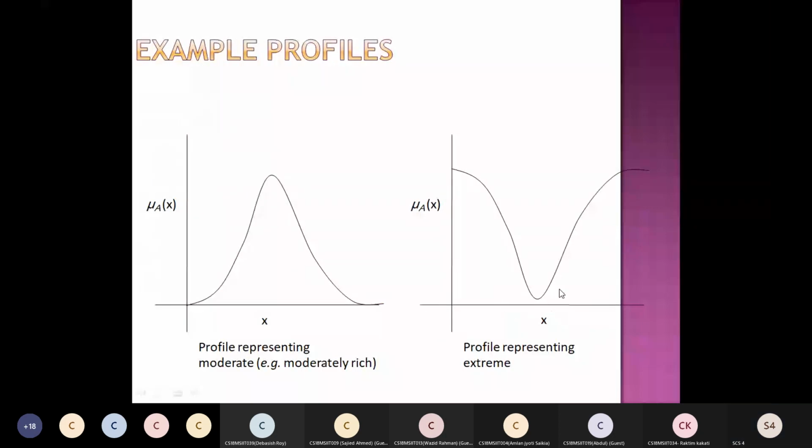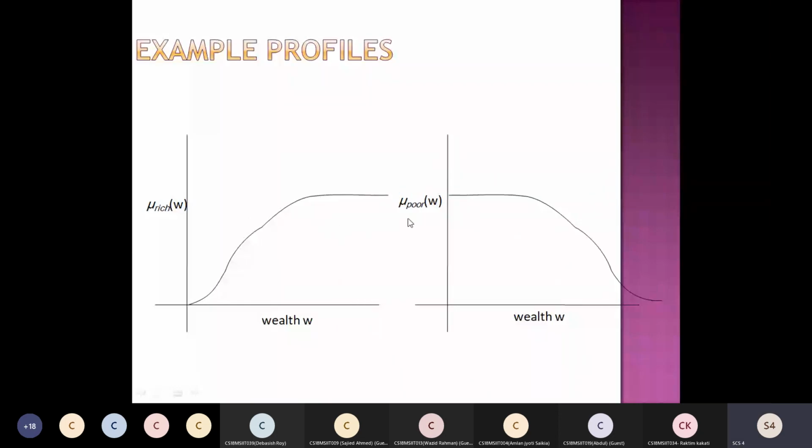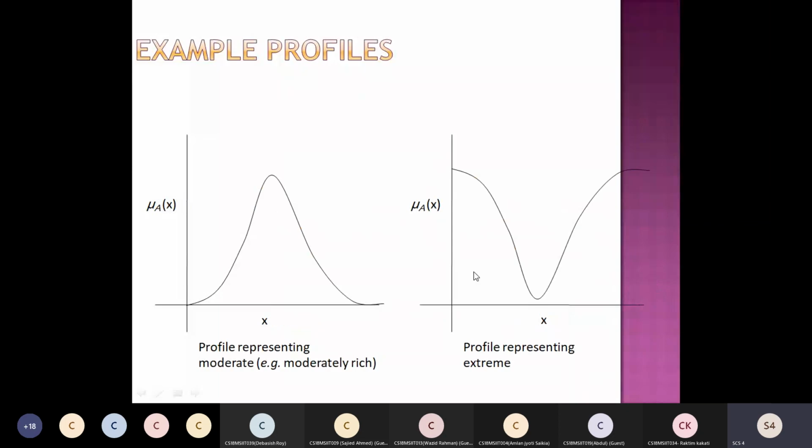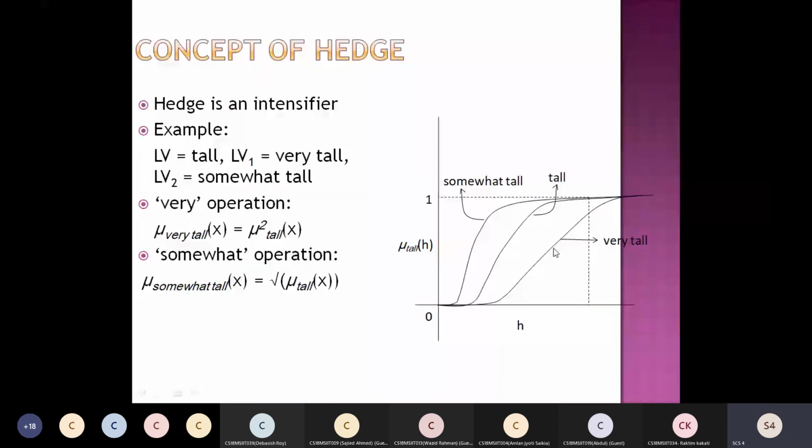So moderate means somewhere increasing and somewhere decreasing, not increasing continuously like the rich part, and not decreasing continuously like the poor part. But for extreme, it is decreasing sharply at some point. Right, now the concept of hedge.